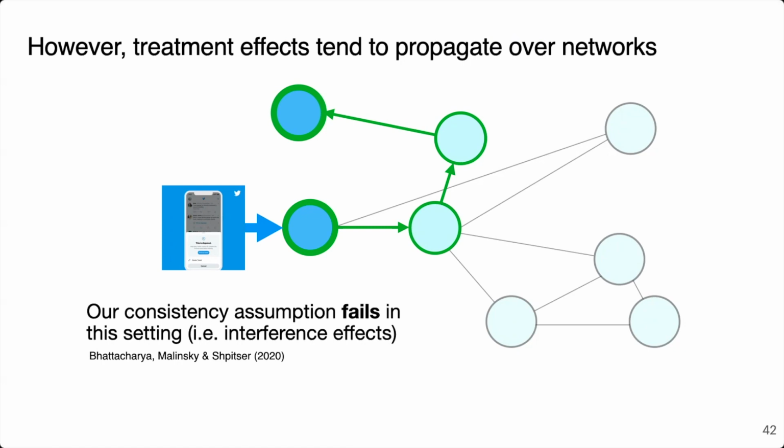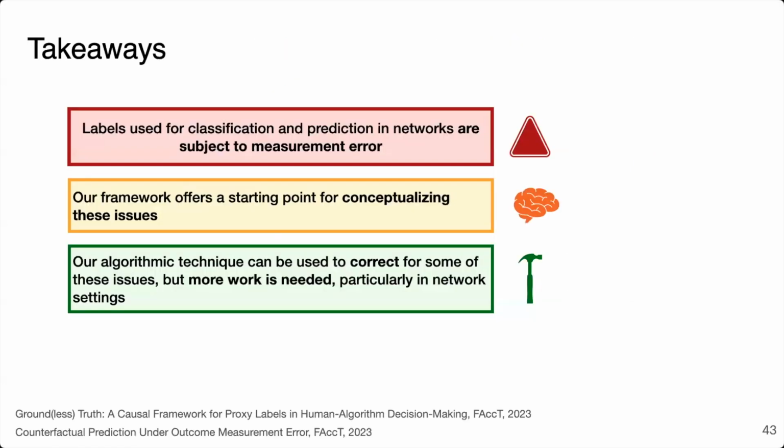So I think there's a really clear opportunity to think about extensions of this framework to settings with network data, and how we can use it to reason about the validity of different interventions and measurements in these more complex settings. But I think there's a lot more work to do to set up this modeling problem correctly in that setting.